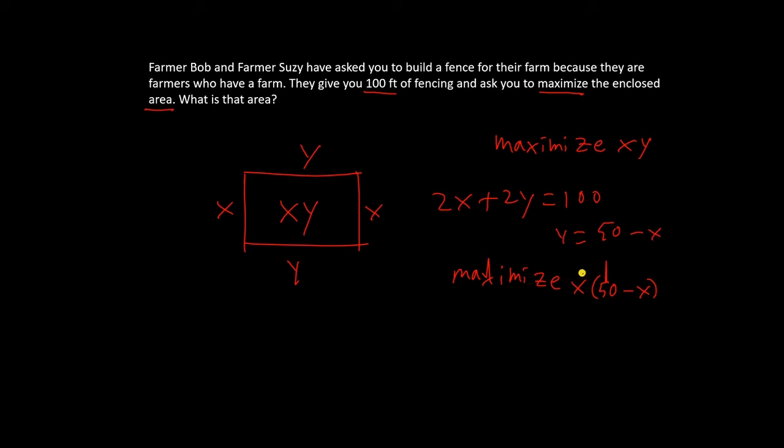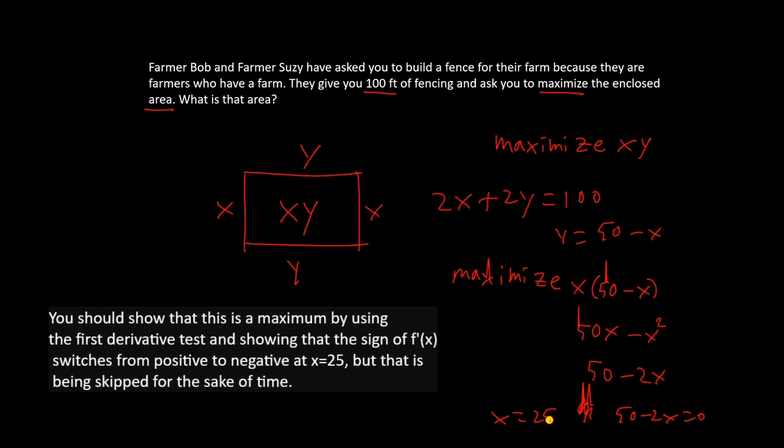So let's do this. We want to take the derivative of this. We'll get, well, let me actually expand it first. We'll get 50x minus x squared. So if we take the derivative of this, we'll get 50 minus 2x. And if we set this to 0, 50 minus 2x equals 0. I'll do over here, x equals 25, right?